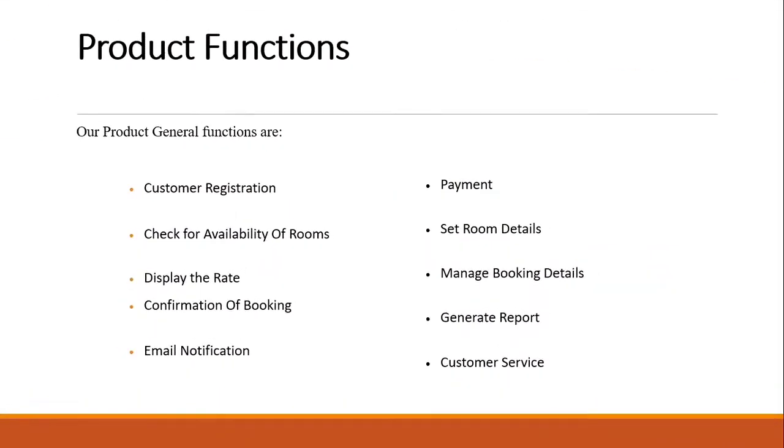There are various functions shown in this block diagram. The general functions of this product are customer registration, checking the availability of rooms, displaying the rate, confirmation of booking, email notification, payment, room details, managing booking details, report generation, and customer service. All these things will be created using this product software.